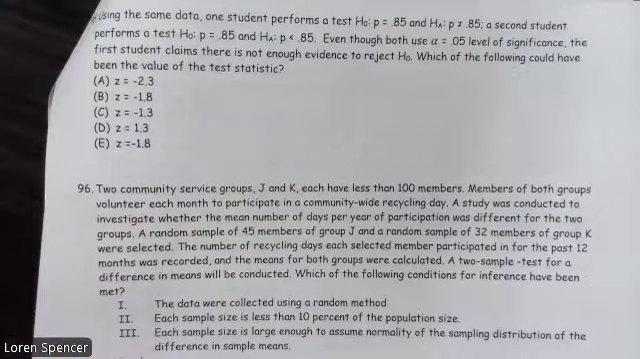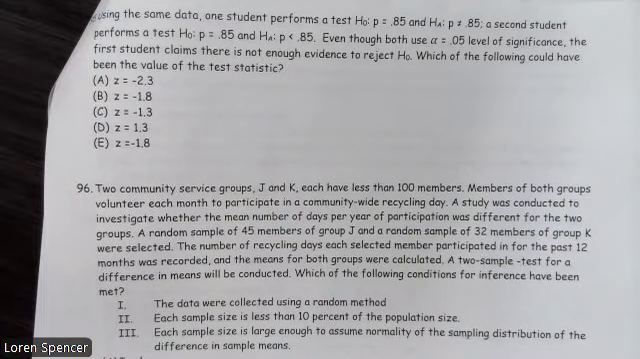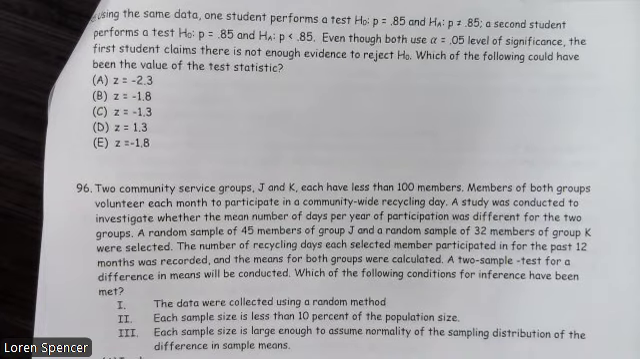Using the same data, one student performed a hypothesis test where the proportion equals 0.85 versus the proportion not equal to 0.85. A second student performed the test at 0.85 versus less than 0.85. Even though both used alpha equal 0.05, the first student claims there is not enough evidence to reject. The second student rejected. Which of the following could have been the test statistic?